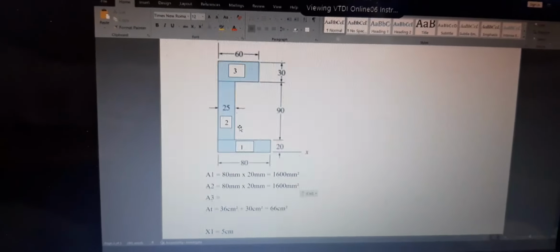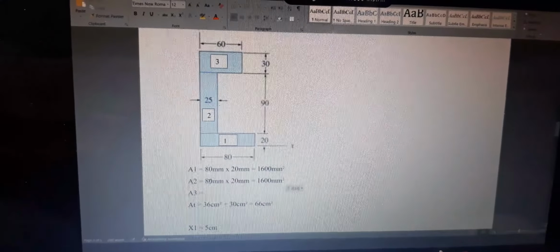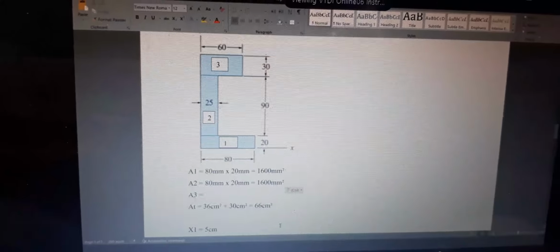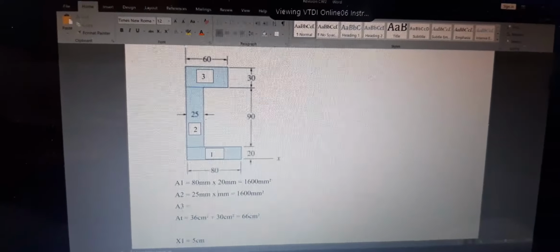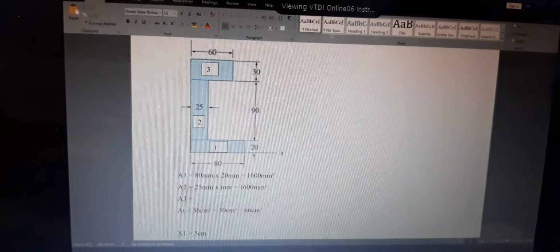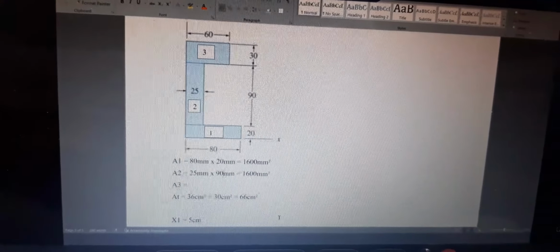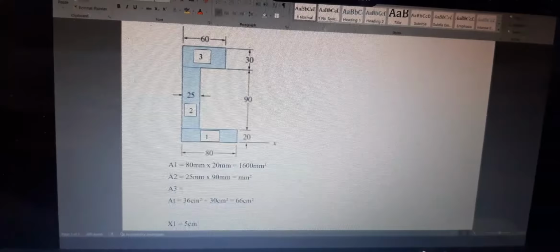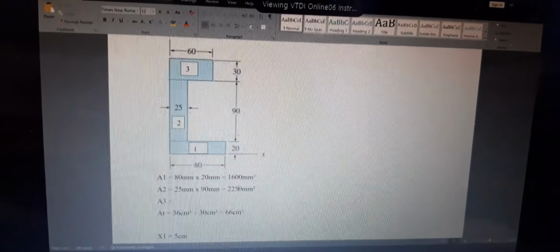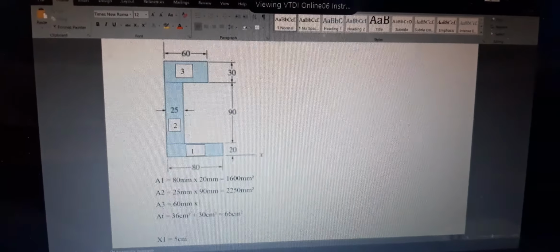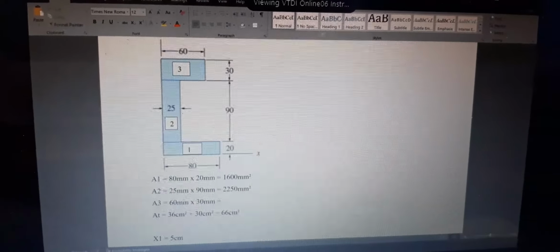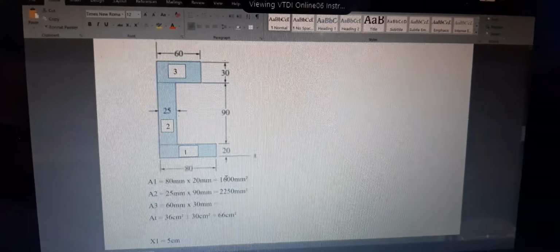So for 2, what do you have? What's the value for area 2? So we have 25 times what? 90. All right, so that's 2250. And then our third one, we have the 60 mm times our 30 mm. So that's going to be equal to 1800 mm square. So that's 1800.